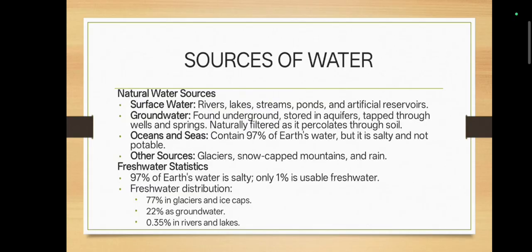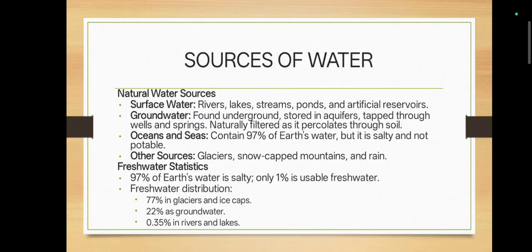Sources of water. Water exists in multiple natural forms. Surface water includes rivers, lakes, ponds, and reservoirs. Groundwater stored in aquifers is tapped through wells and springs and is naturally filtered as it percolates through soil. Oceans and seas contain 97% of Earth's water, but this is saline and cannot be consumed directly. Other sources include glaciers, snow, and rainfall.